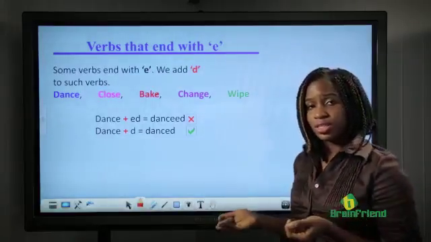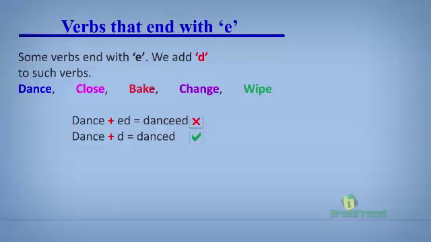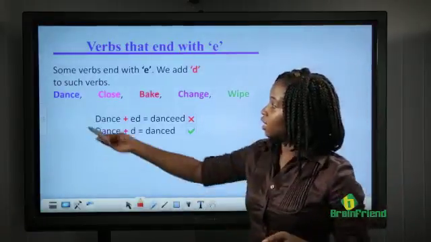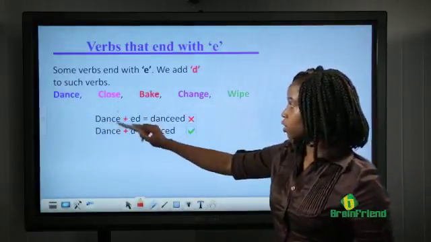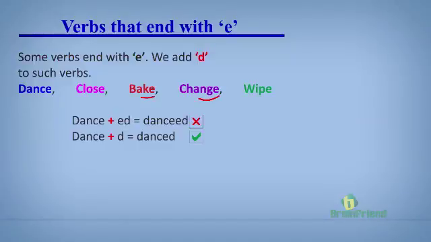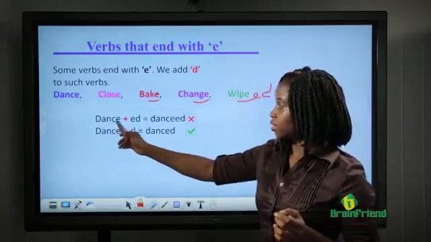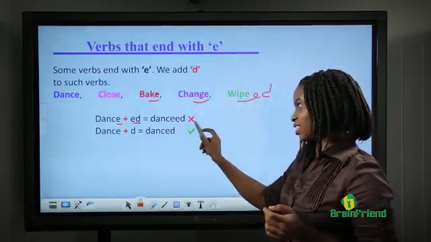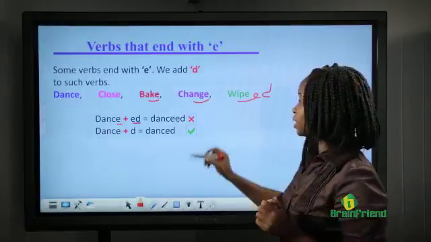We have just learned that you add ed to most verbs to form the past tense. What about verbs that end with e? Verbs like dance, close, bake, change, and wipe. Do we add ed to such verbs? No. For example, dance. Dance ends with an e. Do we add ed to dance, making it danced? That sounds very wrong, right?